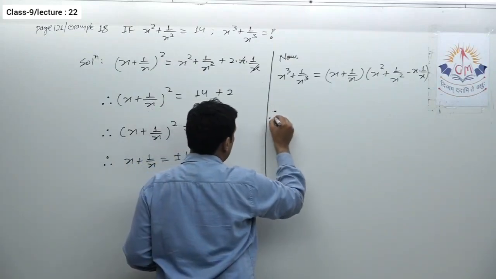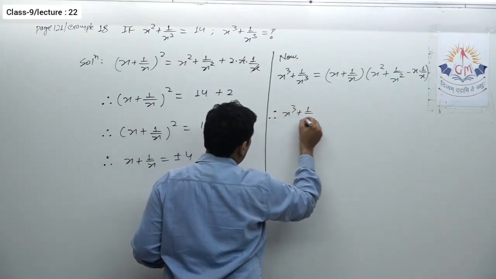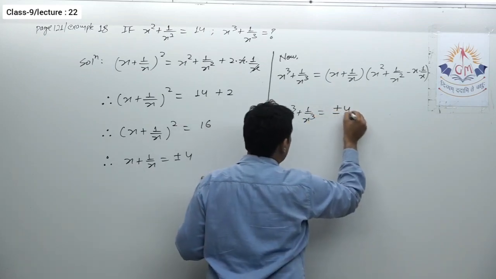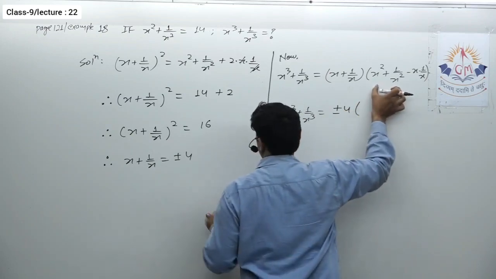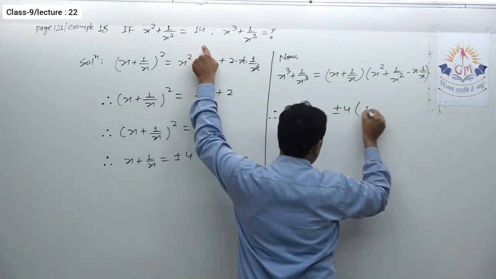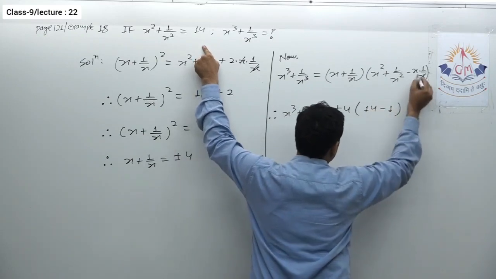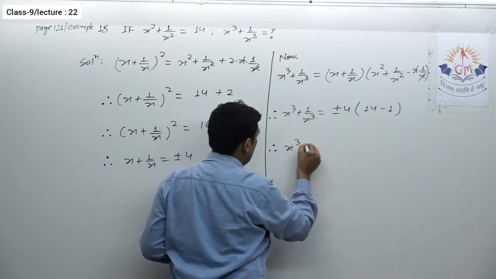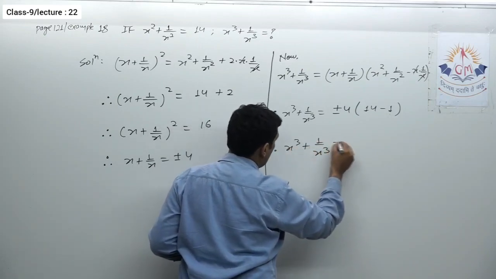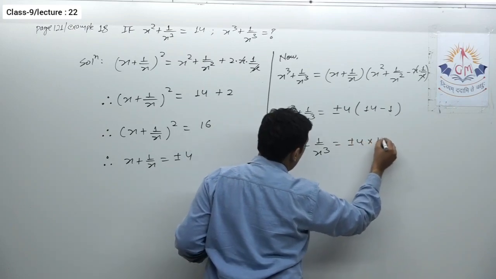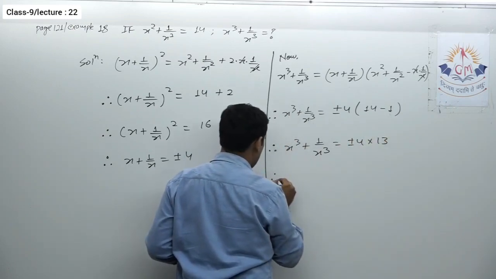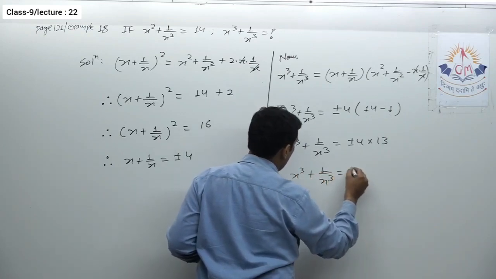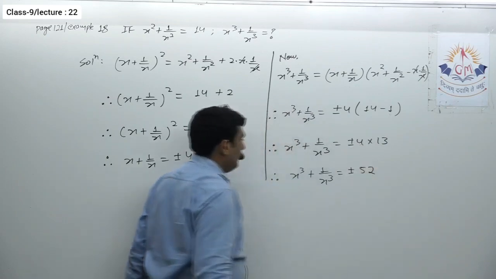So this gives me x cube plus 1 upon x cube is equal to, at the place of x plus 1 upon x, I can put plus minus 4. At the place of x square plus 1 upon x square, I can take 14 minus 1, because this x and x will cancel out. So ultimately my answer is x cube plus 1 upon x cube is equal to plus minus 4 multiplied by 13. So my answer is x cube plus 1 upon x cube is equal to plus minus 52.